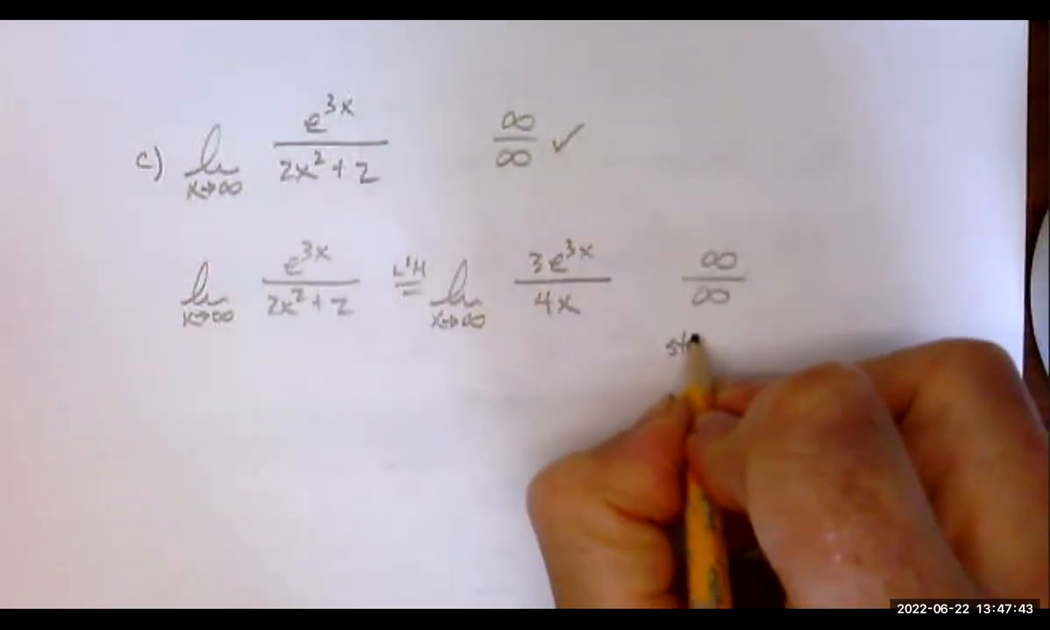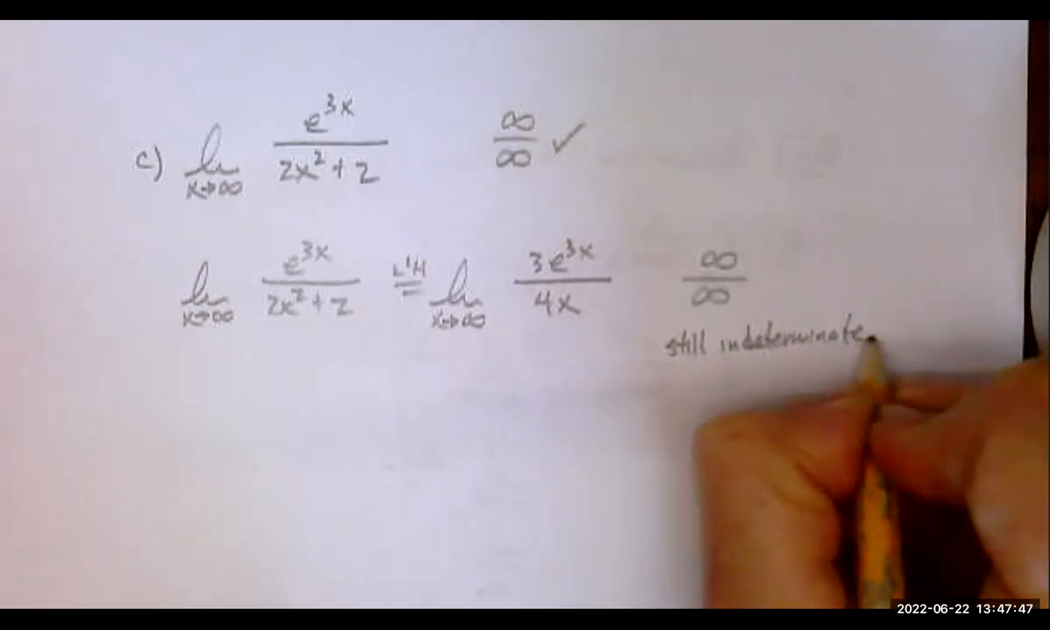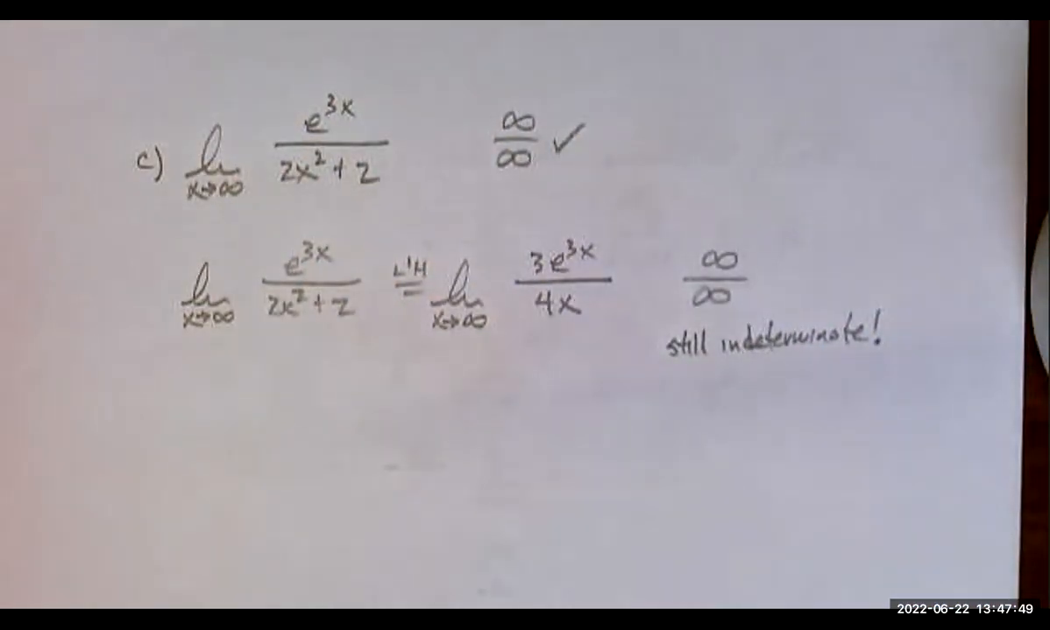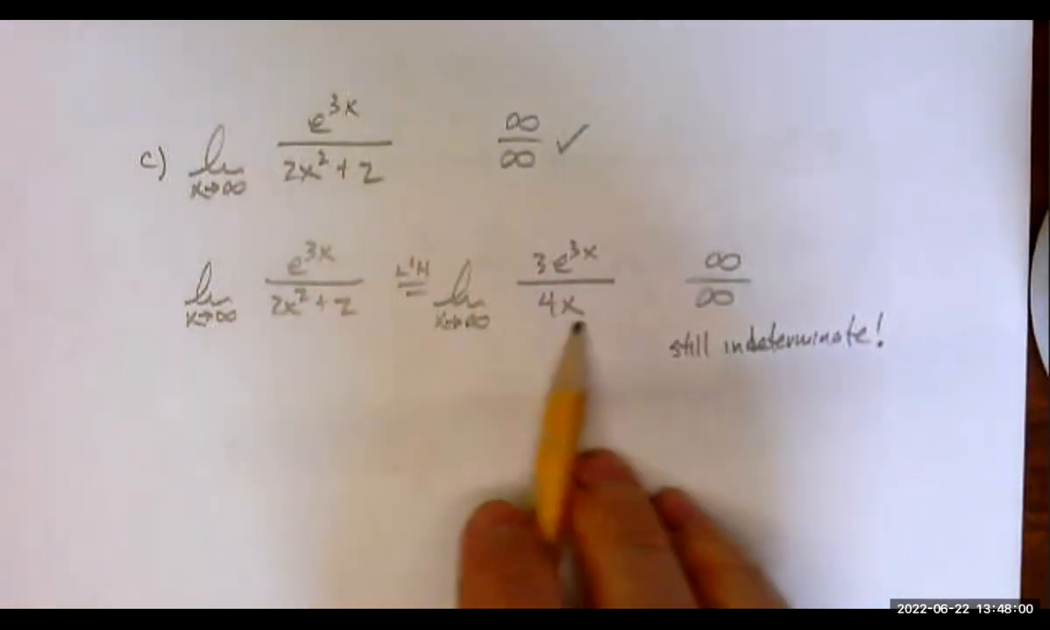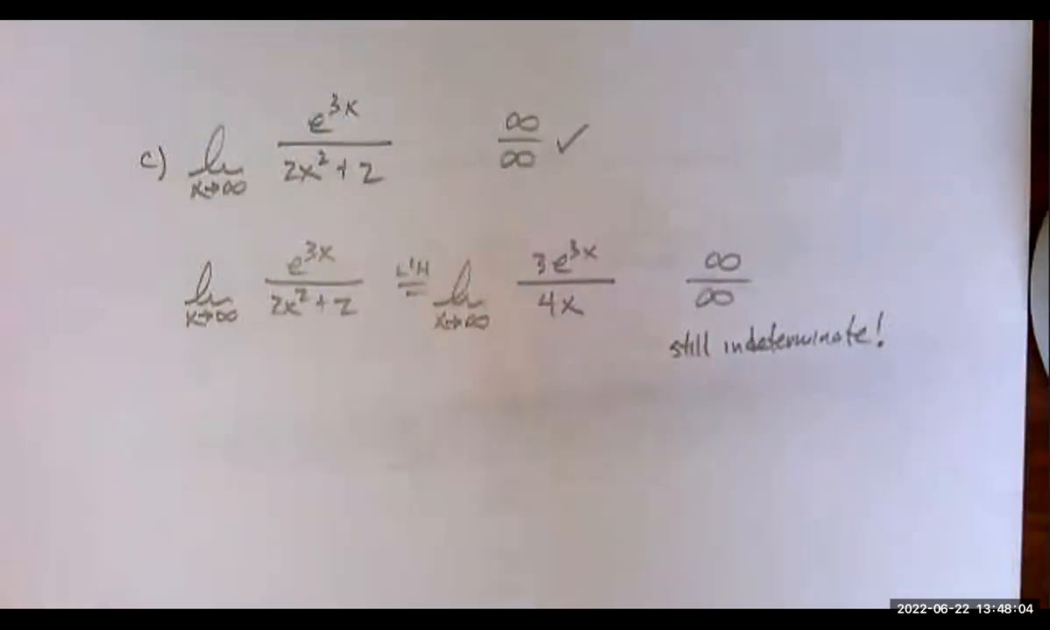This is still indeterminate. Oh no, does that mean L'Hopital's rule didn't work here? We still don't know what the answer is even after using the rule? No, because check it out. It's almost like a new problem. We took the limit of something, we got an indeterminate.